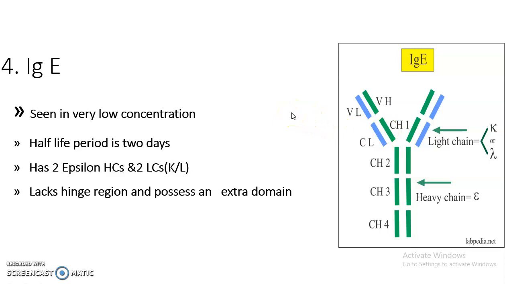Fourth class is IgE. It is seen in very low concentration. Half-life period is 2 days. It has 2 epsilon heavy chains and 2 light chains. One specialty is that it lacks a hinge region. Instead of hinge region, they have an extra domain. Therefore, they have 4 constant domains and 1 variable domain in heavy chain.